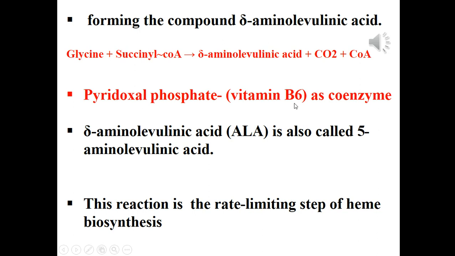Forming delta aminolevulinic acid can be represented by the following equation, as you like, either this equation or the previous one. The most important point: the coenzyme for delta aminolevulinic acid synthase enzyme is pyridoxal phosphate, which is one of the derivatives of vitamin B6. Delta aminolevulinic acid is also called 5-aminolevulinic acid. This reaction is the rate limiting step of heme biosynthesis. That's a very important point.